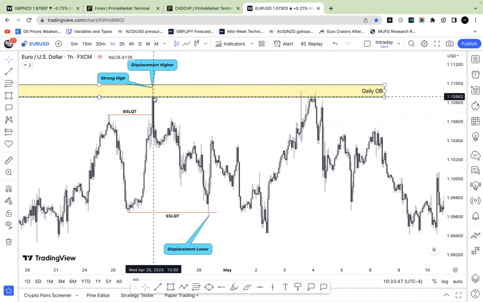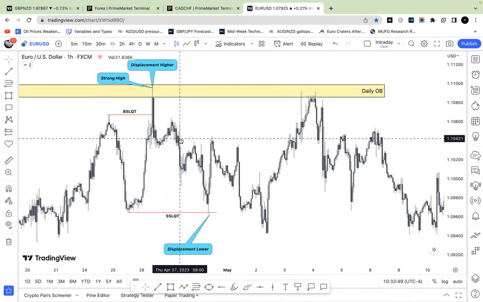Because when you get price in your POI, you can get positive price action in your favor. It can get you riled up. It can get you excited for the trade, and then you start to prematurely enter, but you haven't got your confirmations yet.